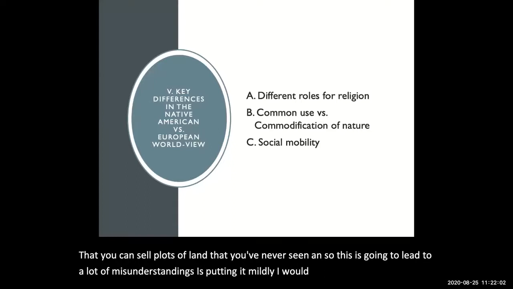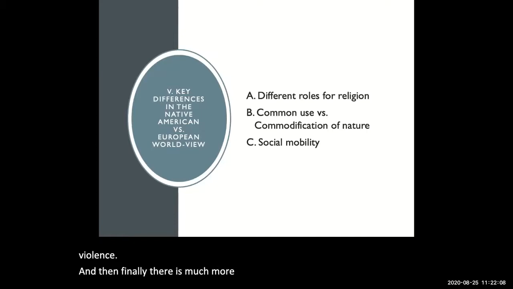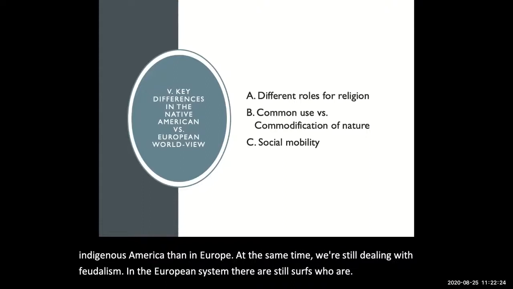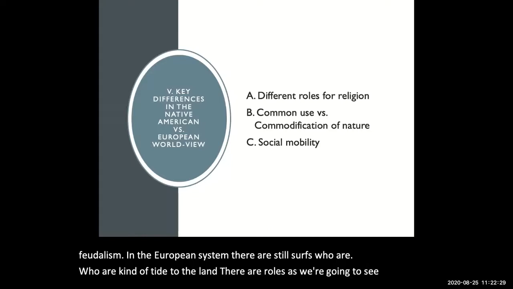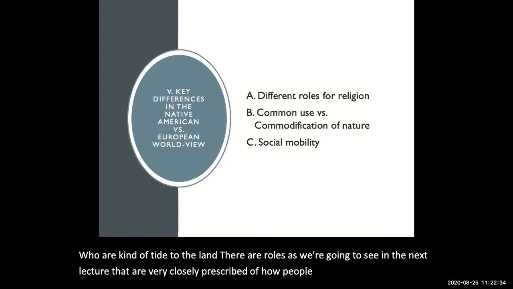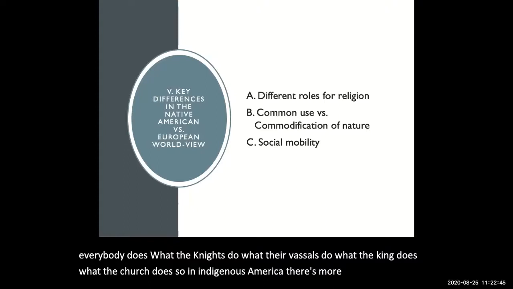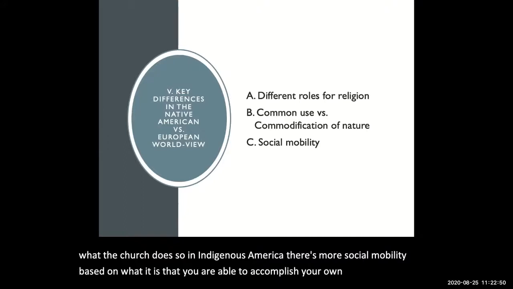And then finally, there's much more social mobility, with few exceptions, in Indigenous America than in Europe at the same time. We're still dealing with feudalism in the European system. There are still serfs who are kind of tied to the land. There are roles, as we're going to see in the next lecture, that are very closely prescribed of how people behave and what everybody does, what the knights do, what their vassals do, what the king does, what the church does. So in Indigenous America, there's more social mobility based on what it is that you are able to accomplish your own self, the kinds of qualities that you have.